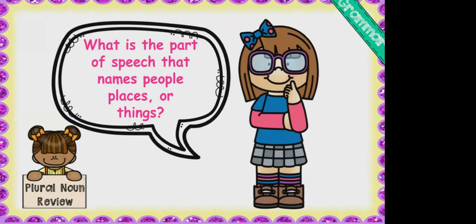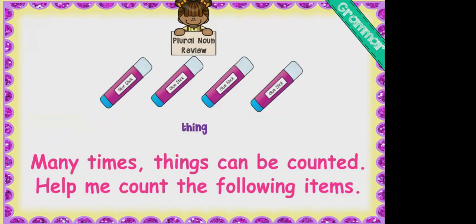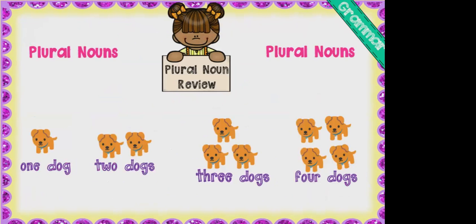Nouns, right? Good. So a person, place, or thing is a noun. Many times things can be counted. Help me count the following items. Plural nouns. We have 1 dog, 2 dogs, 3 dogs, 4 dogs. What did I do there? I counted up, but on dog, it went from dog to dogs. Why is that? Because I have more than 1, right? I had to add an S because there's more than 1.